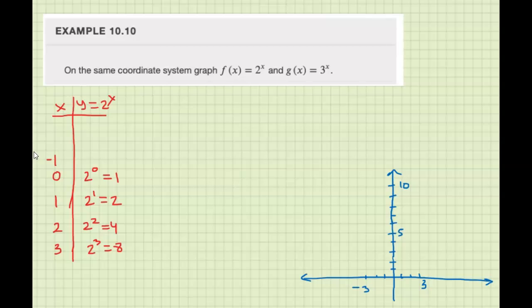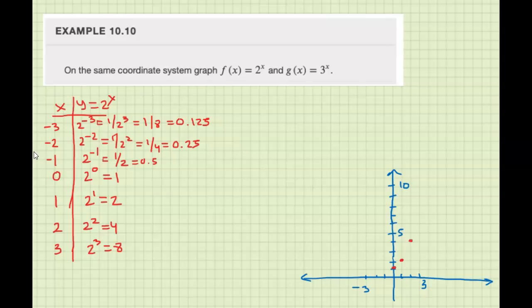Okay, negative 1: 2 to the negative 1, it's a negative exponent. This means 1/2. Negative 2: 2 to the negative 2 is 1 over 2 squared, which is 1 over 4. Negative 3: 2 to the negative 3 is 1 over 2 cubed, which is 1 over 8. Okay, so these are 0.5, 0.25, 0.125. Alright, so I'm going to graph these. So 0 is 1, 1 is 2, 2 is 4, 3 is 8. And on this side we have 1/2, 1/4, 1/8.